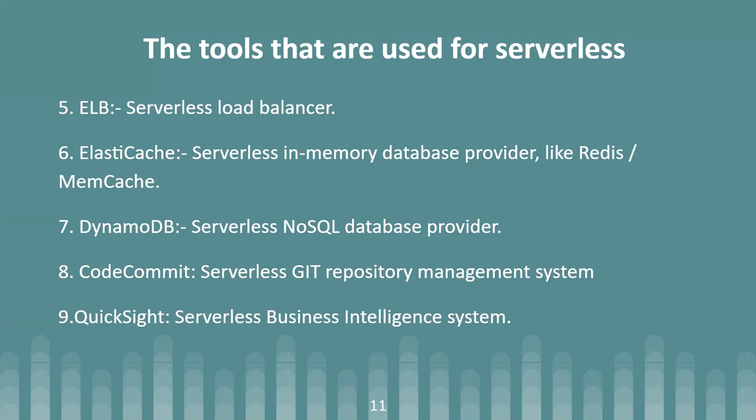CodeCommit is also a serverless Git repository management system. So you can use it to keep all your code and repositories in CodeCommit, and it runs smoothly. You don't need to manage any servers over there. QuickSight is a serverless business intelligence app system. So you can create graphs based on different kinds of data. Data can be your local database, CSV, an Excel sheet, anything. You import it into QuickSight, and then you create a nice graph out of it. It's completely serverless. You don't need to use any kind of servers. AWS is managing this. You just pay the bills on a per execution basis or per dashboard basis.